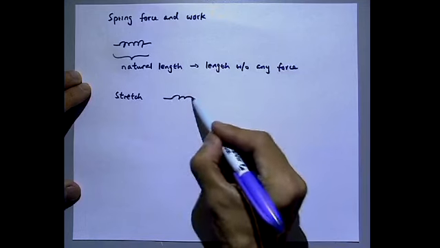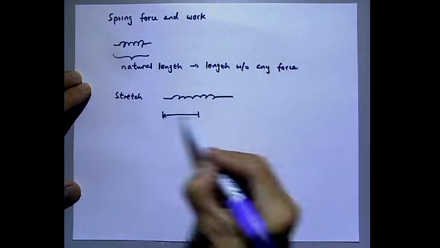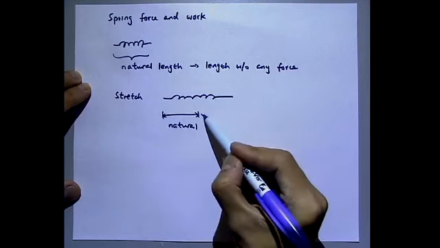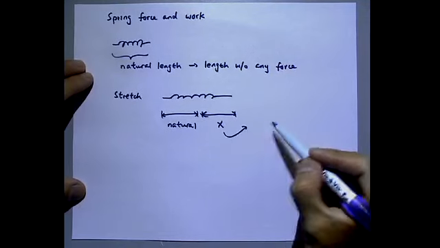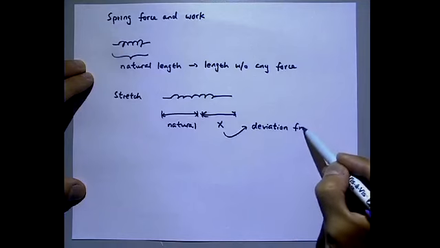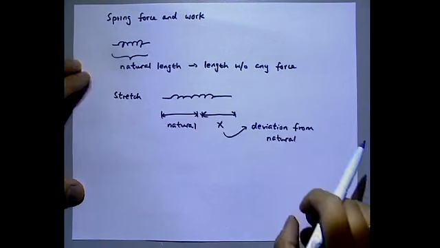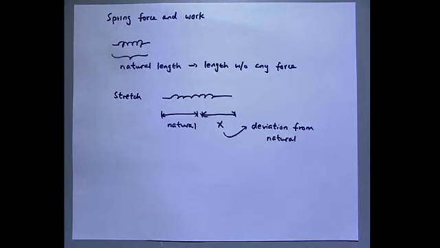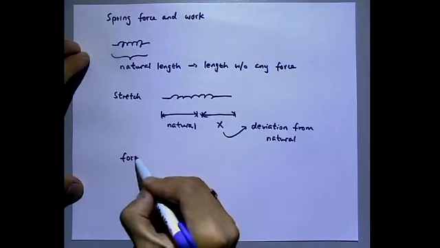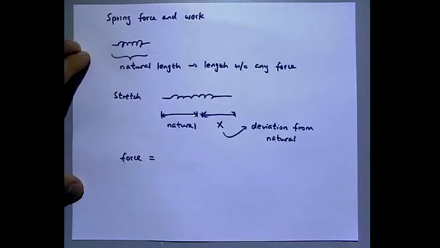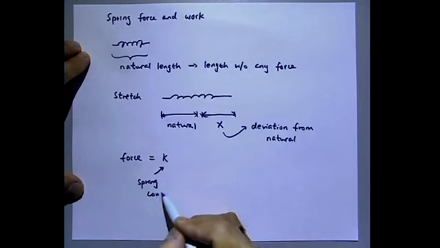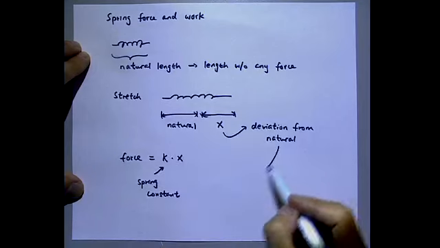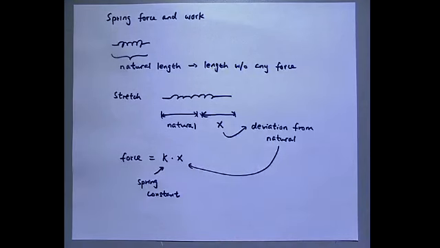So if I stretch it like this, and let's say this segment here is the natural length. And we'll call the extra part here x. So that's how much you have stretched beyond the natural length, or if you compress it, how much you have taken away from the natural length. The force that the spring is going to have is equal to a constant, k, called the spring constant, times x. And x is by how much you have changed the length from the natural length.